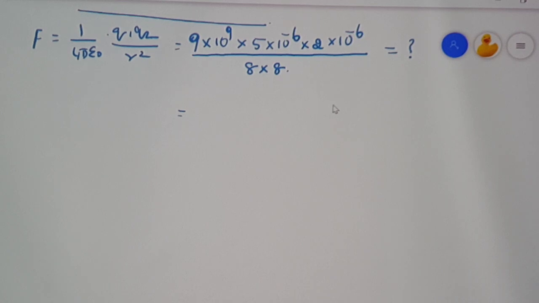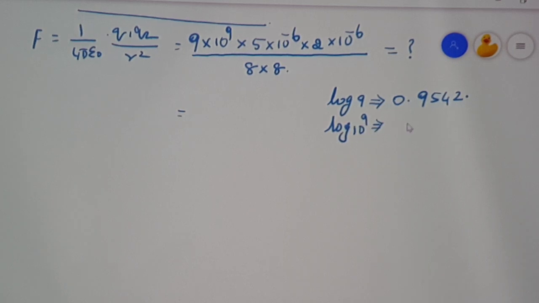So here I am writing, I have to get the logarithm for 9 first of all. For 9, the characteristic part is 0. You take your logarithm book and see the log tables. What is the value for 9.0? The value will be 9542. Then you have to get the logarithm for the next term, 10 power 9. So you write log of 10 power 9. 10 power 9 is 9 point log of 10, 0, 0, 0, 0.